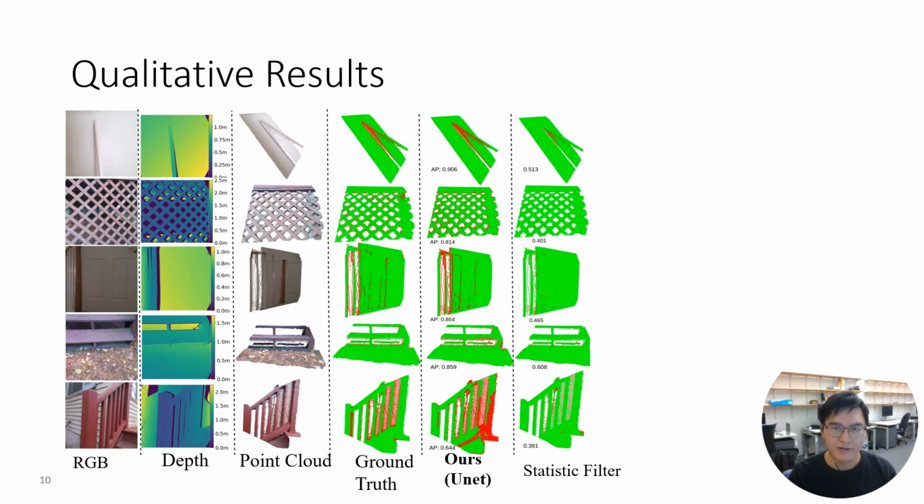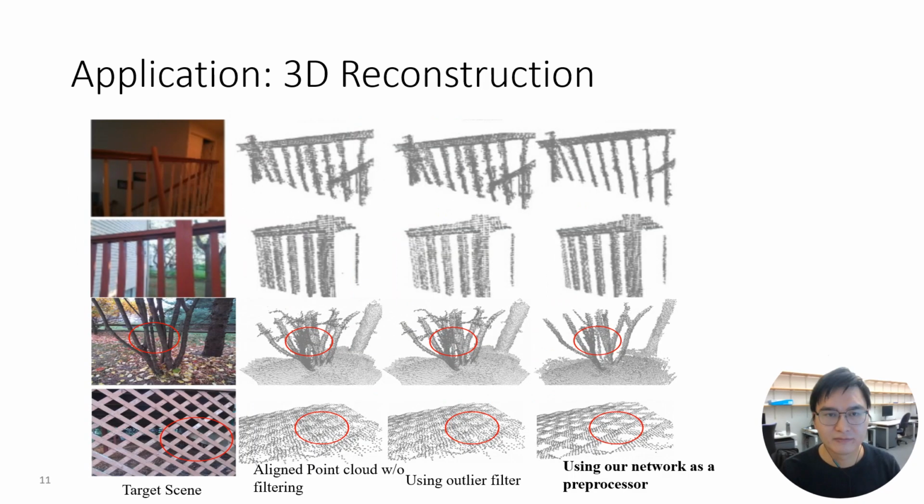The qualitative results of our final trained U-Net are presented here. The smeared points are colored red, while the valid points are colored green. As you can see, our self-annotated U-Net can detect most of the smeared points better than the statistical filter, even though more valid points are misclassified as the distance increases.